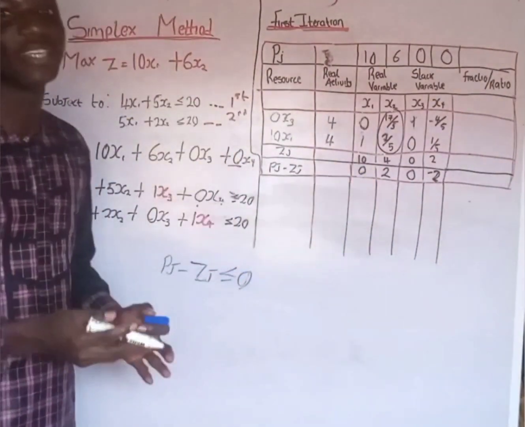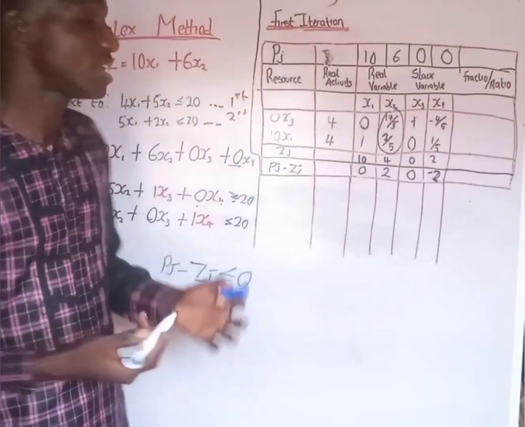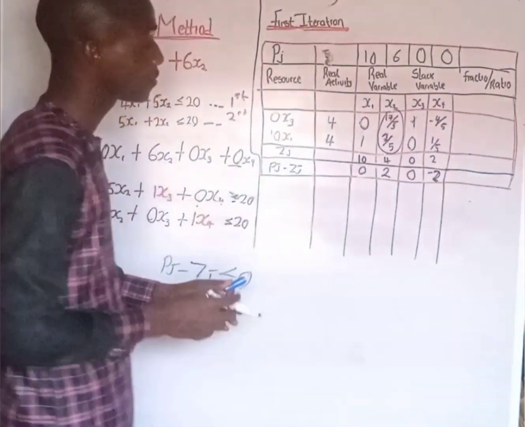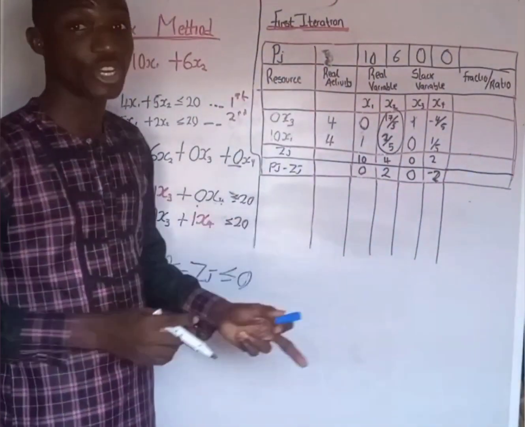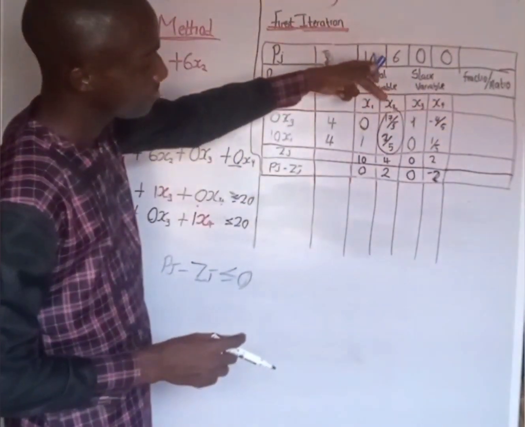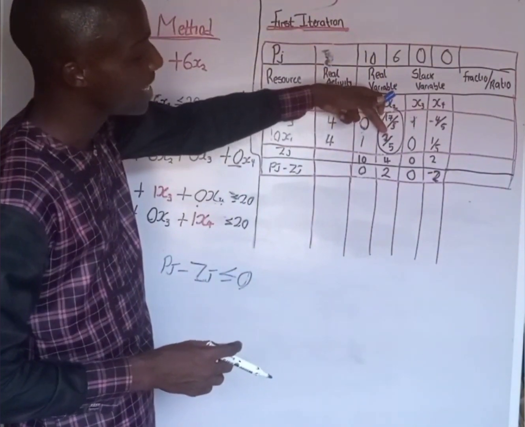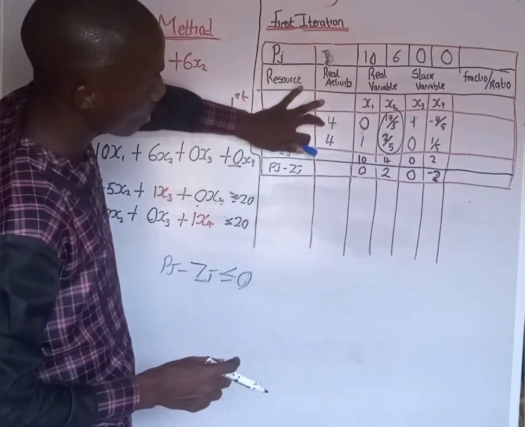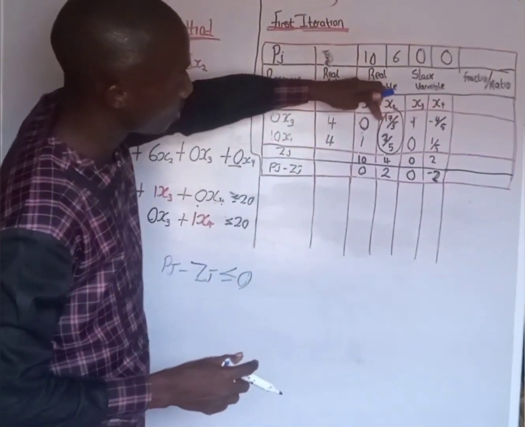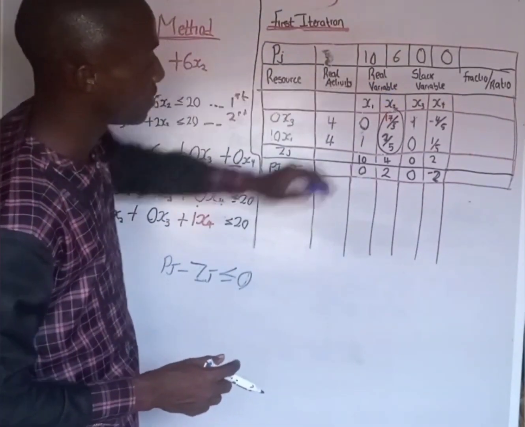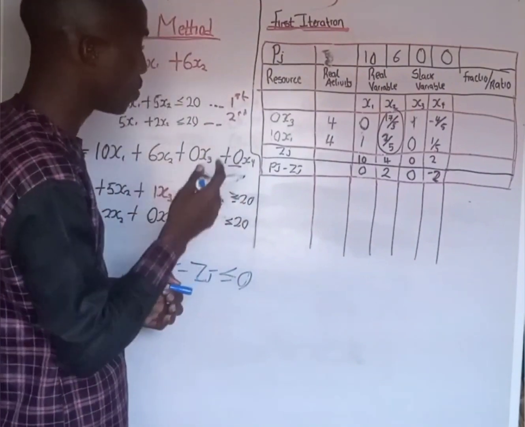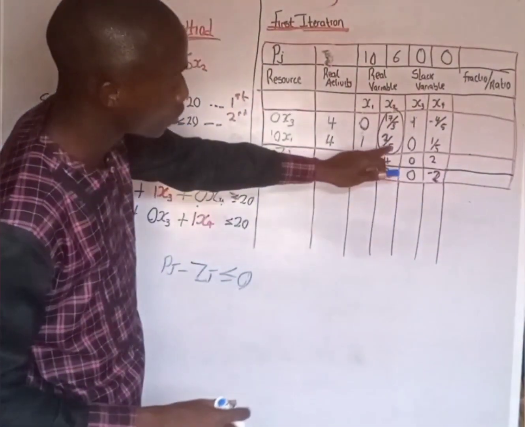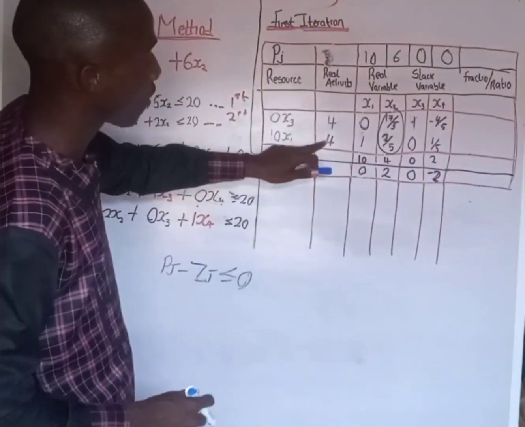Now, we have to find the key row so that we can determine our key element. But in order to find the key row, I have to find the fraction or ratio first. That's what I'm going to be doing now. Don't forget that in order to find the ratio, we divide the real activity by the corresponding element in the key column. That is 4. If you check here, I have 4 here. So I'm going to be dividing 4 by 17 over 5. Then I will have another one: 4 divided by 2 over 5.